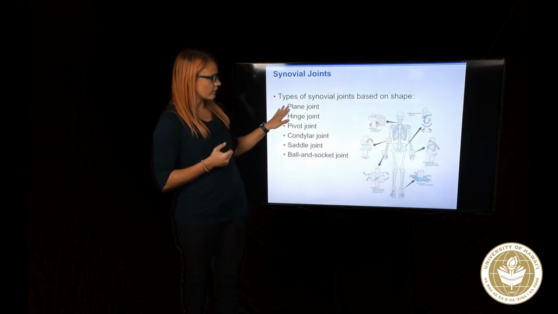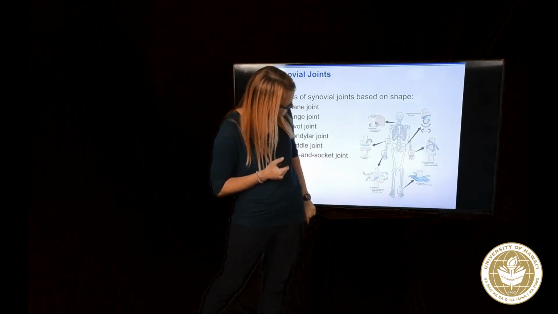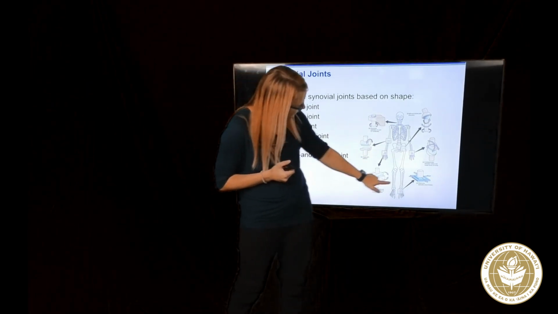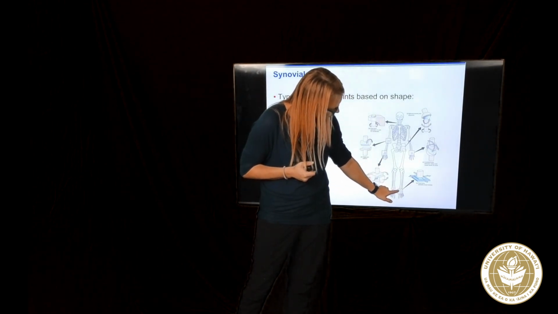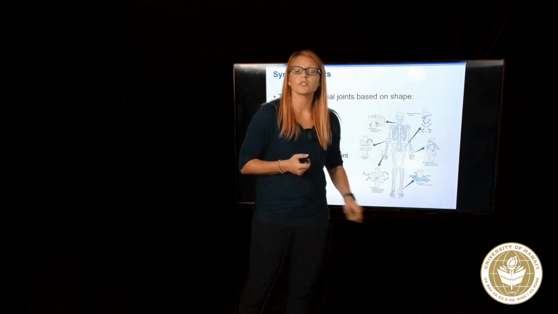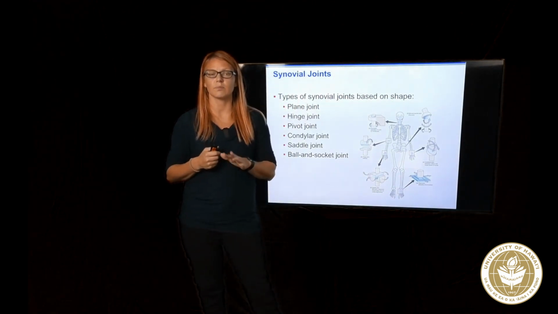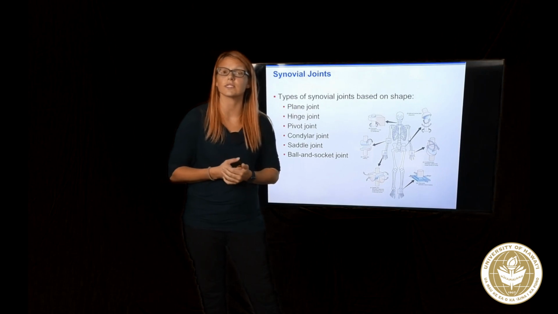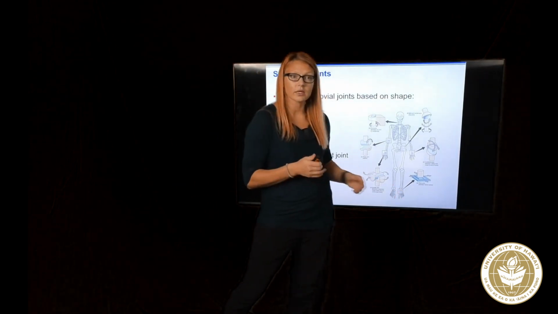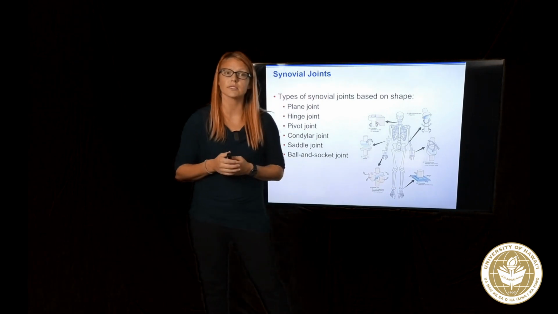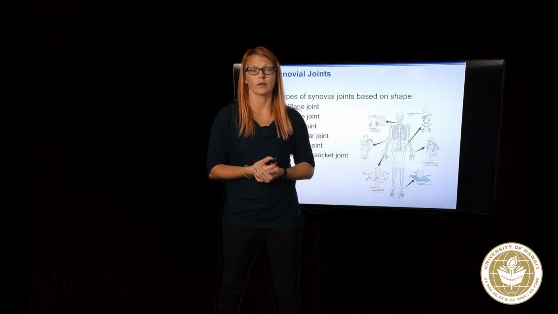So first of all, we have these plane joints. And the plane joint, you see right over here in D, and it's showing you the example between your tarsal bones here. So plane joints are going to allow gliding or sliding movements between two bones whose surfaces are flat, like again between the tarsal bones here, also between the carpal bones. These are going to be non-axial movements.